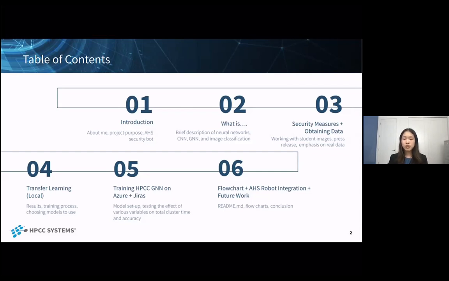The arguably most important set of findings came from section 5, where I explained training on the cloud and the JIRAs that I opened. And finally, we'll go through a flowchart I created that streamlines a clear process reflecting the findings of my internship project for students at AHS, and also anyone else in the wider community who wants to use the HPCC Systems GNN bundle.